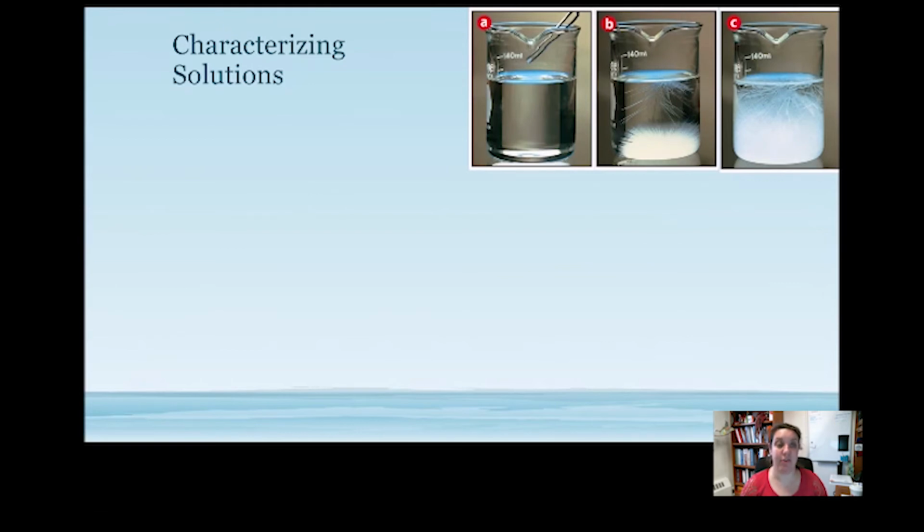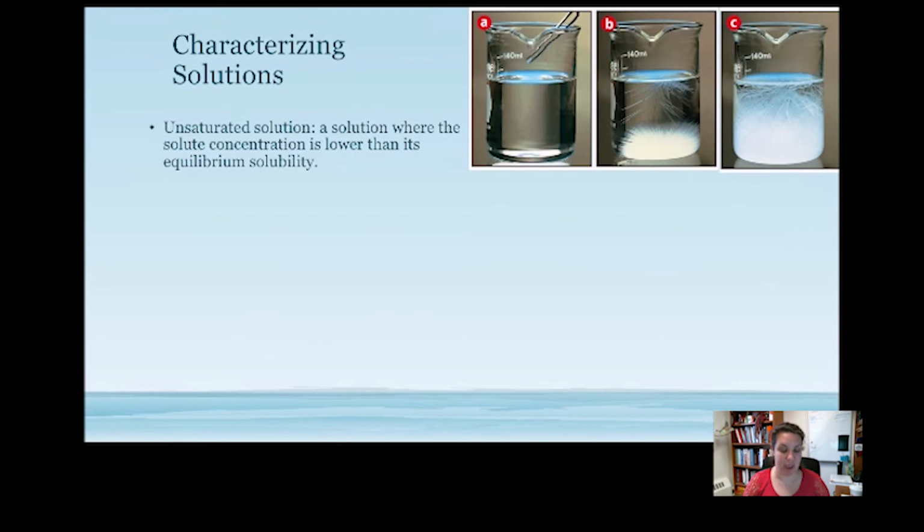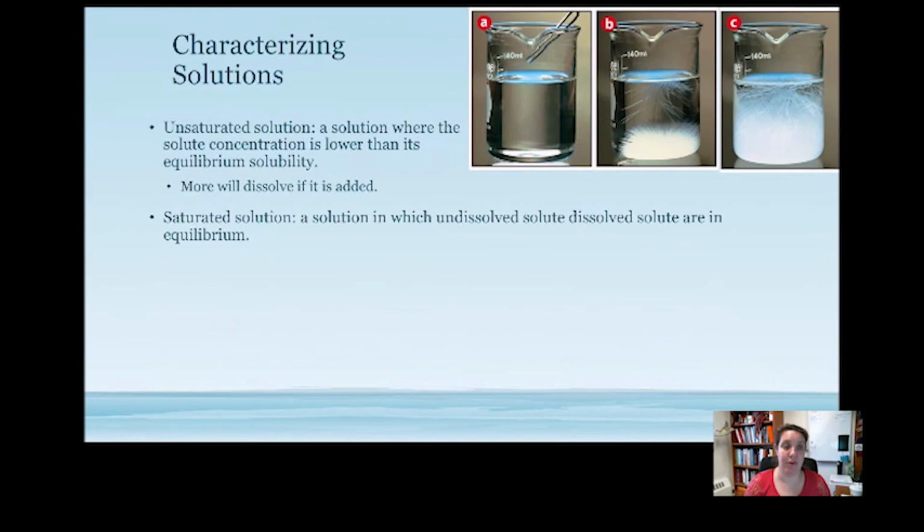We can characterize solutions based on how much solute is dissolved in solvent. We have what's called an unsaturated solution. That's when we have less solute than our equilibrium solubility. So this means we can add more solute in. So we have not reached equilibrium yet. We can add more in. So more solute itself will dissolve in your solvent.